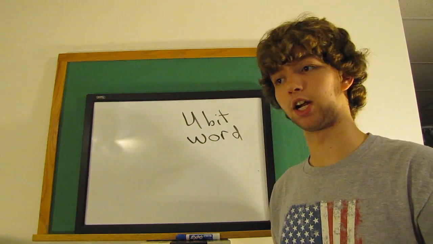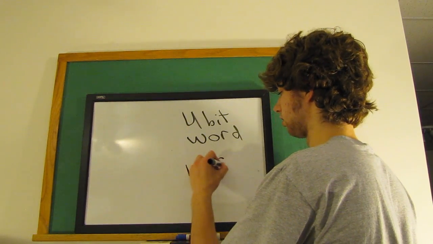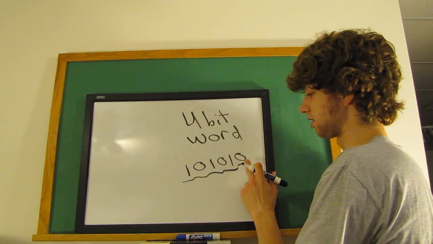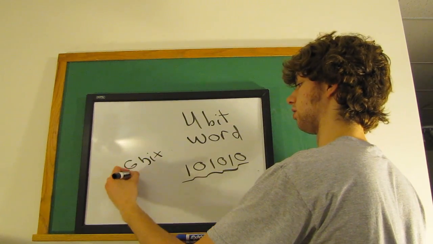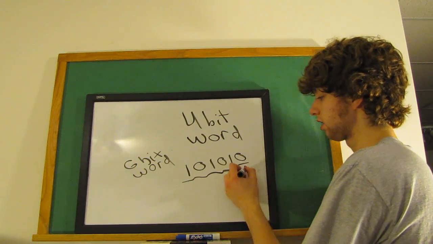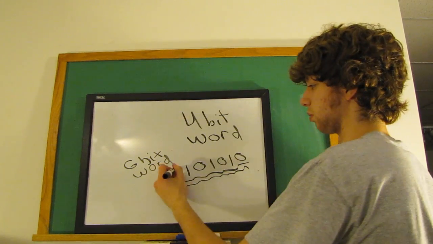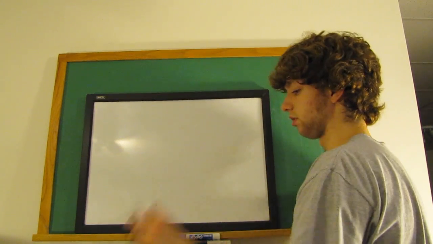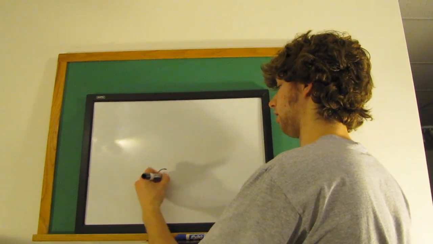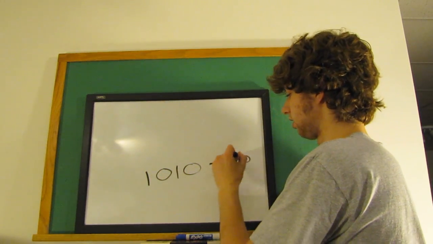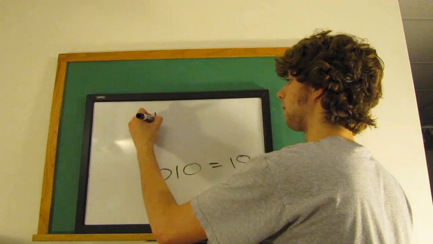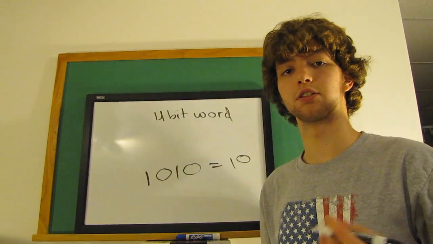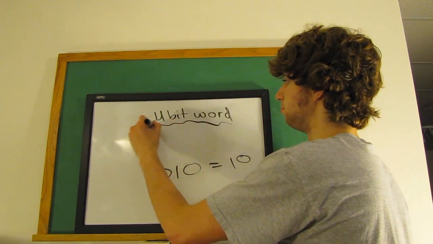So any string of binary ones or zeros, we would call this a 1, 2, 3, 4, 5, 6, a 6-bit word. So the entire string of binary is known as a word, and I don't know why they decided to use the term word. So 1010 is equal to 10. Now we are using a 4-bit word. Well, what if I wanted to know the highest number I could use with a 4-bit word?